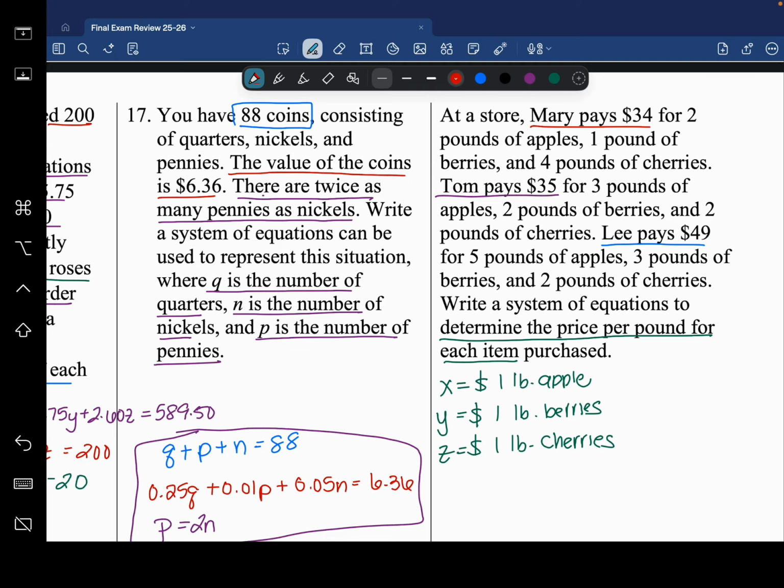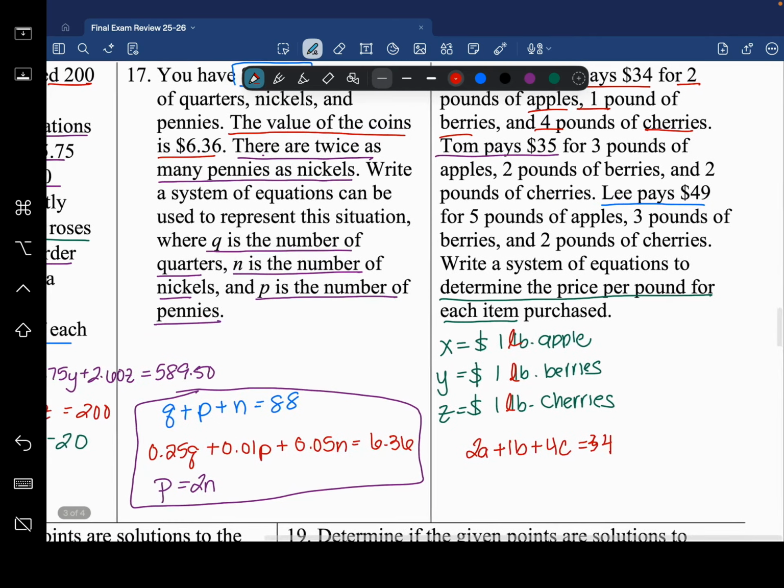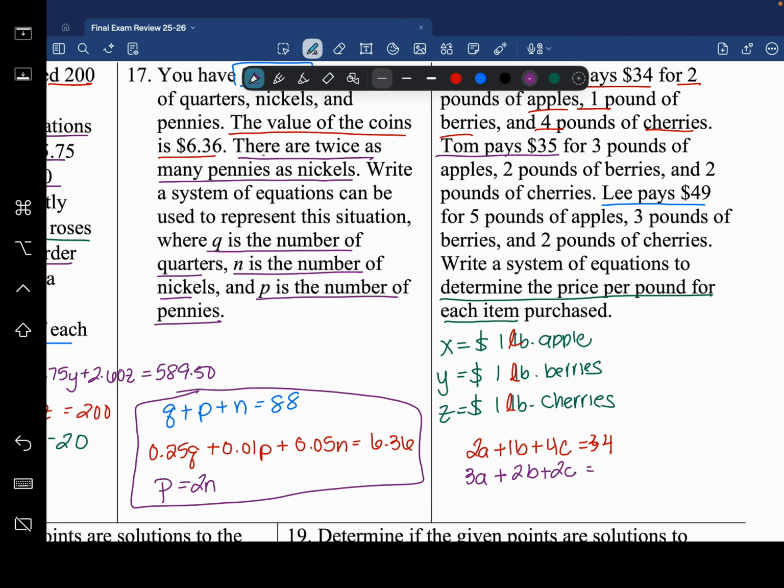So for Mary, you're adding 2 pounds of apples, 1 pound of berries, and 4 pounds of cherries. So we have 2 apples, so 2A, plus 1 pound of berries, 1B, plus, I guess this would be 1B, not LB. Okay, so 2A, 1B, and then 4 pounds of cherries, and all of those add up to $34. Then we have Tom's total, so 3 pounds of apples, 3A, 2 pounds of berries, 2B, and 2 pounds of cherries, 2C, and all of that's going to add up to $35.